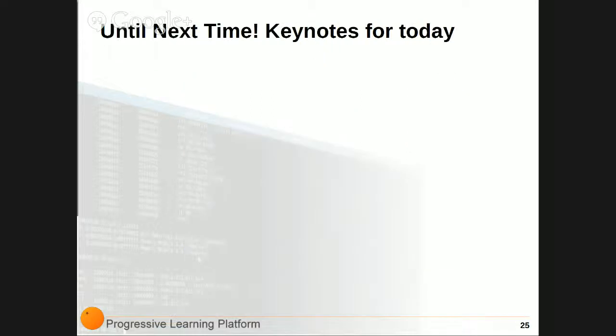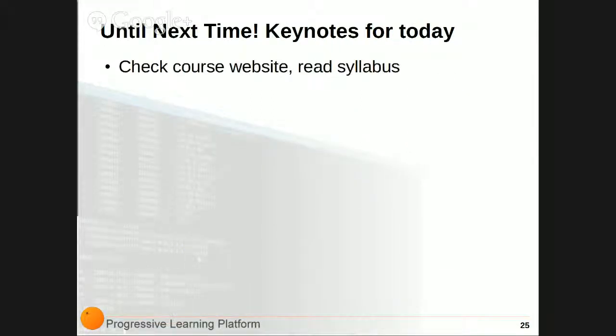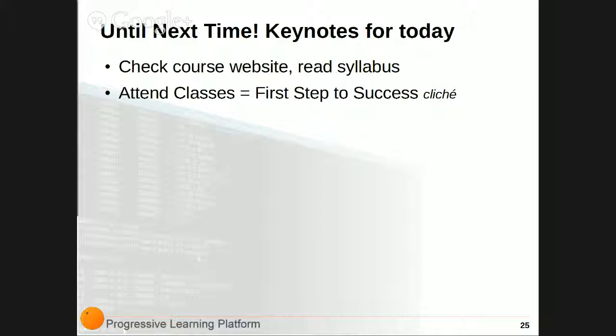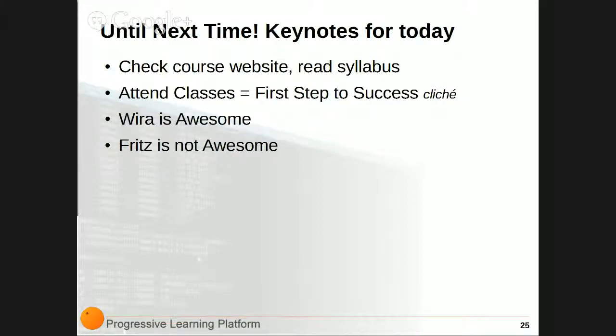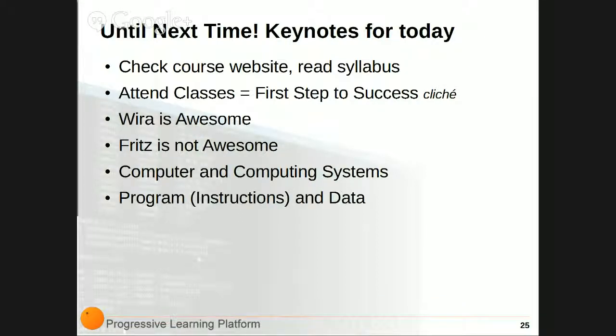So let's recap. The course website, I put up everything there. We have 5 minutes left. Attend class, the first step to success. Computers and computing systems: know what computers are and how they work in the system. A program, which is a list of instructions and data. We just skimmed through this a little bit, but we'll get into more details. But it'll get you into the mindset of how this class will go, right?